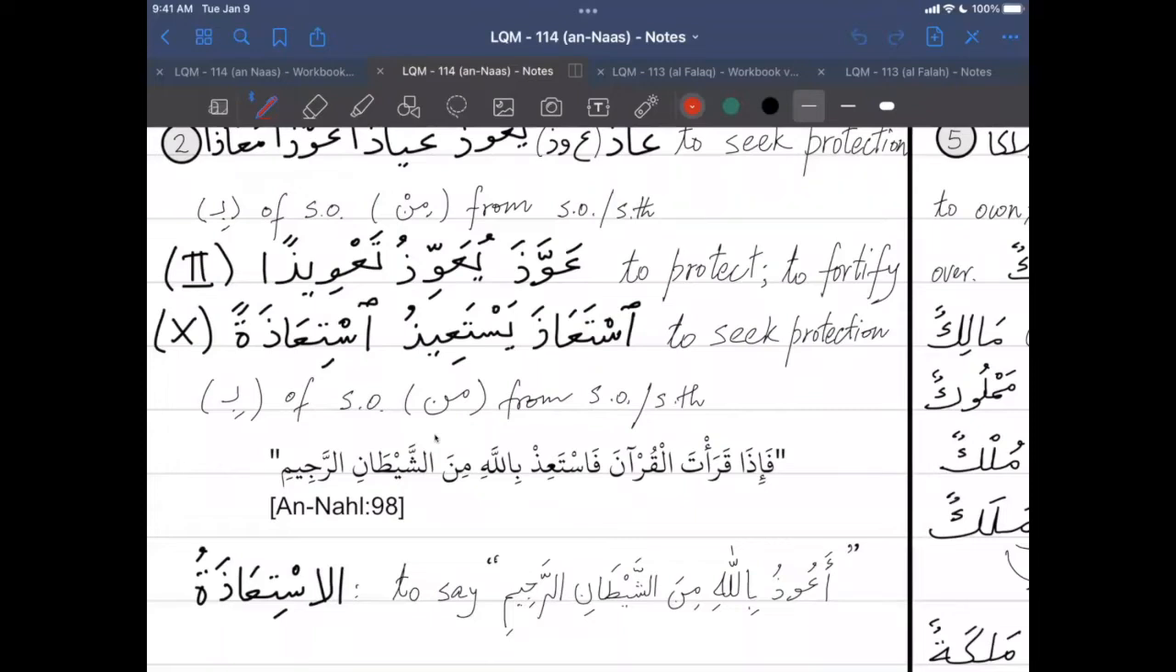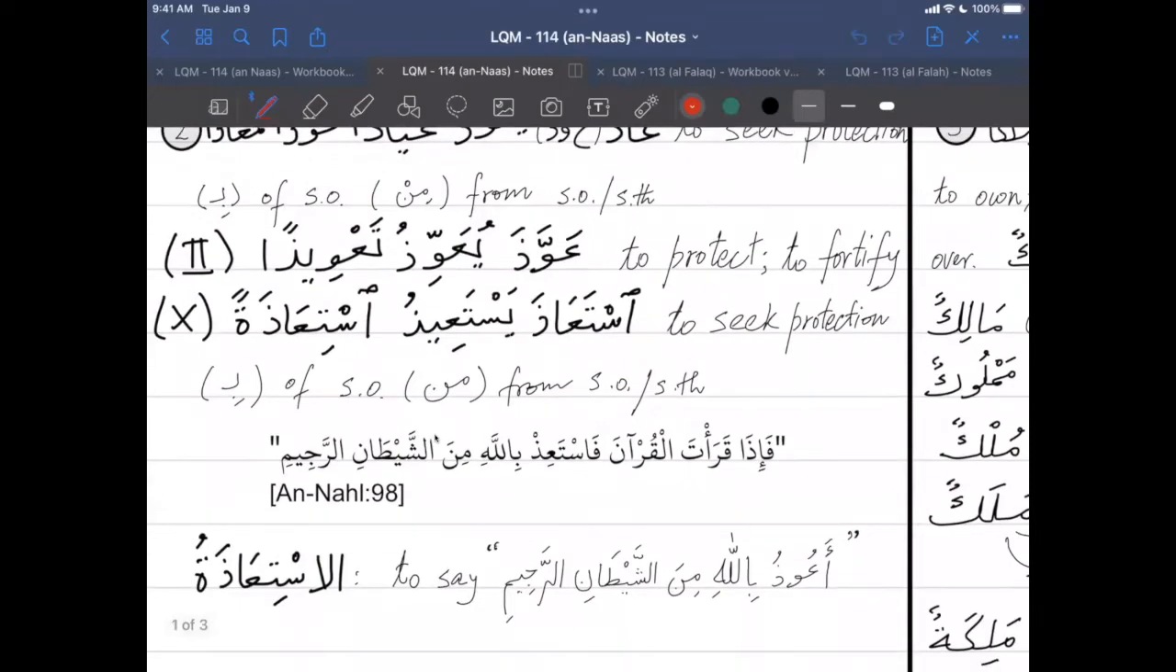And this verb is also used in more than one place, but this is a relevant reference here, which is: أعوذ بالله من الشيطان الرجيم فإذا قرأت القرآن فاستعذ بالله من الشيطان الرجيم. When you recite the Quran, then seek protection of Allah from the shaitan rajim. Surat-un-Nahl, ayah number 98.